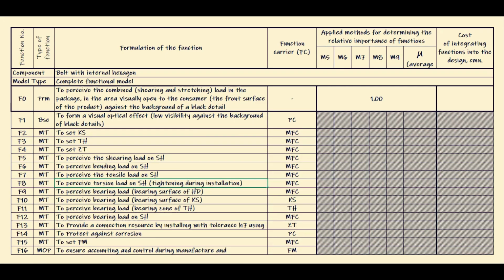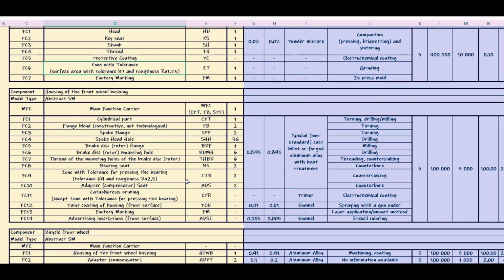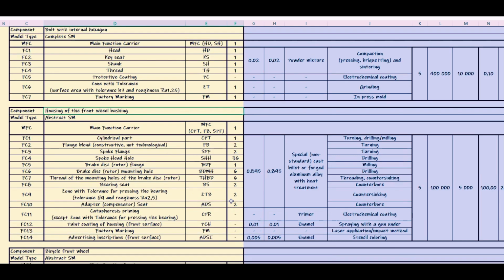The roughness of Ra 1.25 is mentioned in the formulation of the function, but it's not introduced as a separate function of the functional model. It should be noted that the component we have taken as an example, the bicycle front wheel bushing housing, is quite complex from the point of view of forming a complete functional model. One of the consequences of this is the bulkiness of the tabular model of this component.